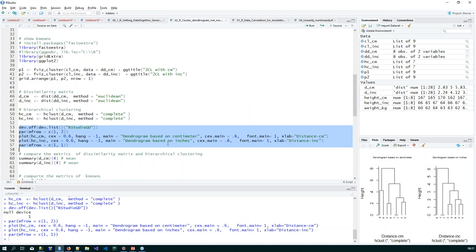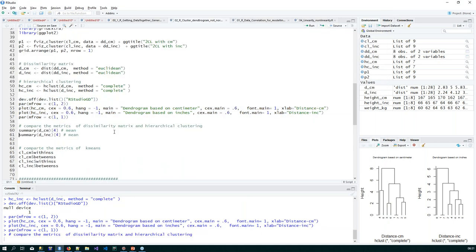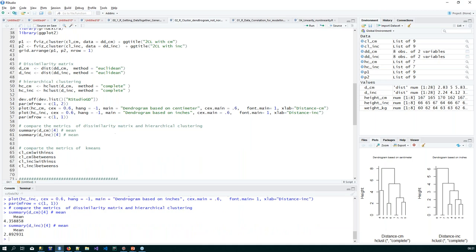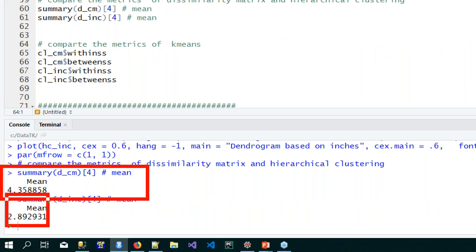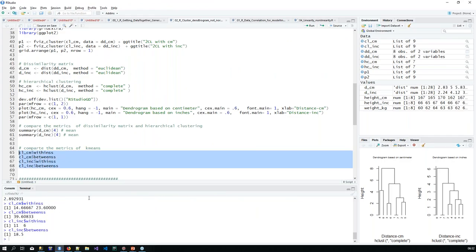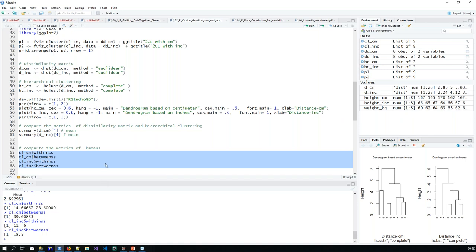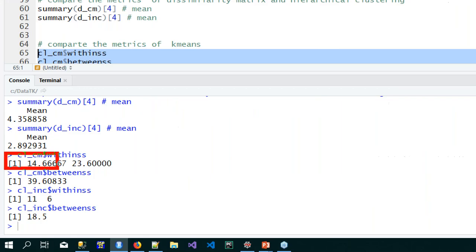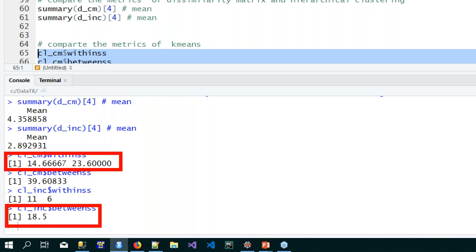I can also check and compare the means, and you can see that the distance-based similarity matrices are different because of not normalizing. And I will also compare the matrix using k-means, and you can see that using centimeters I get those numbers, versus in inches I get this number. So those are somehow off.